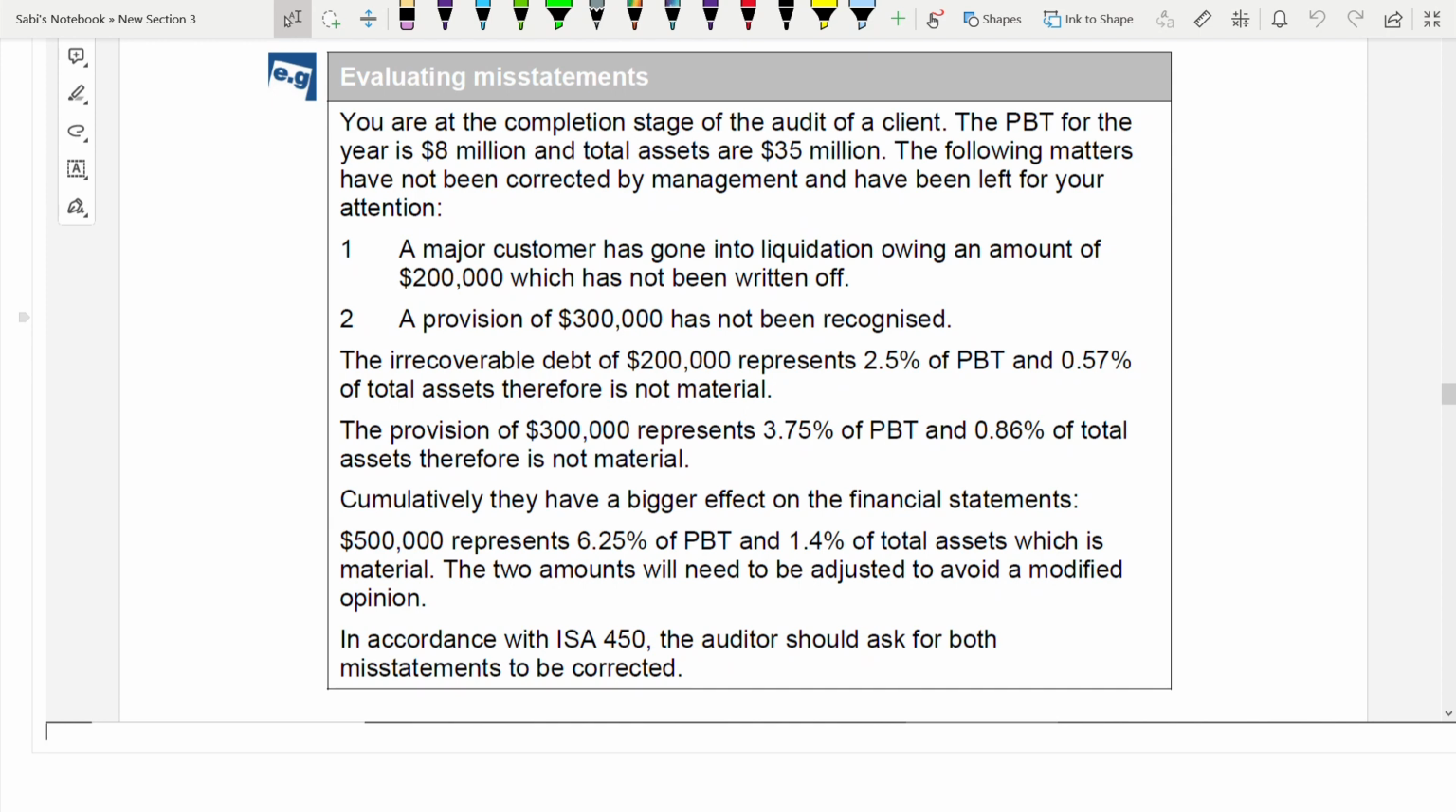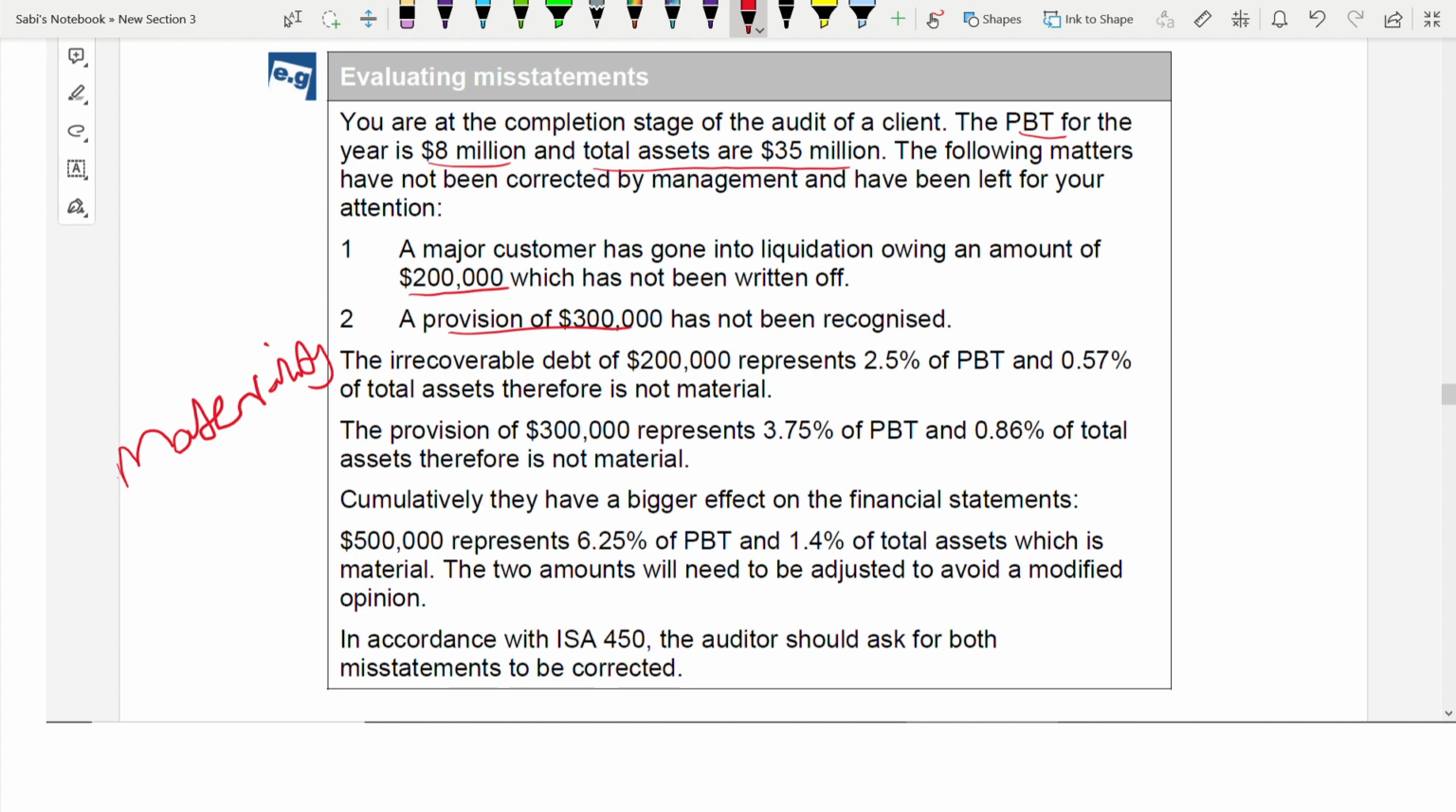So in this example, you have two misstatements that are uncorrected. One is about a major customer going into liquidation, and the amount that is owed is 200,000. The next one is a provision of 300,000 that has not been recognized. Now you are given total assets of 35 million and profit before tax of 8 million. Whenever you are given profit before tax, total assets, sales, the reason they give them is to test materiality. There's a reason. You have to see whether something is material or not against these.